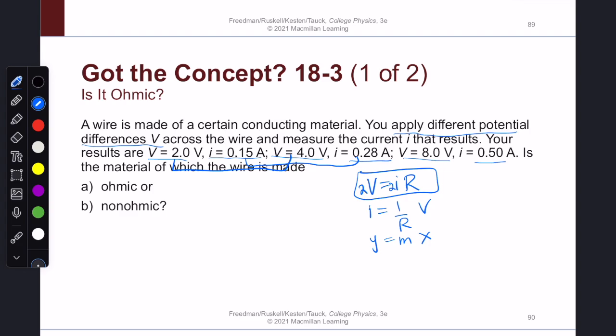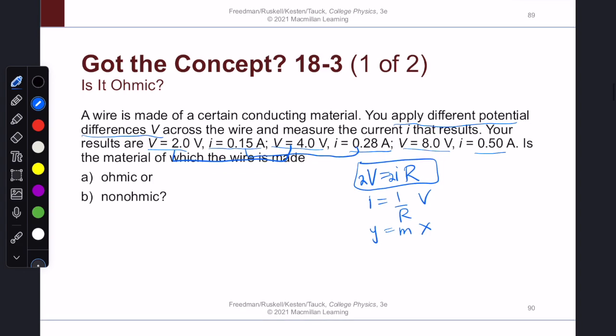Almost. Okay, so 0.15 times 2 is 0.3, which is almost 0.28. So let's look at the next one. We're going to increase again by a factor of 2. Does the current increase by a factor of 2? No. Now we can see it definitely doesn't, right? We're going from 0.28, a factor of 2 would be 0.56, and we're definitely nowhere near that, it's 0.5. So this material is going to be non-ohmic because it is not scaling linearly, right? For every factor of 2 increase in V, I should get a factor of 2 increase in I.